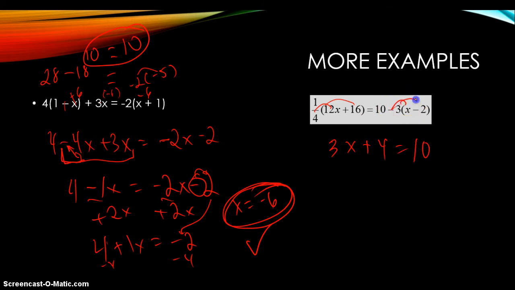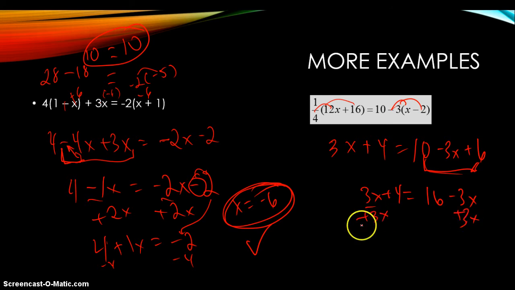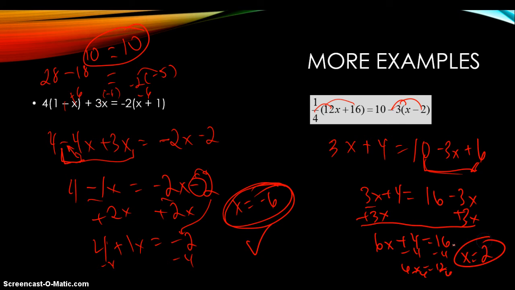Now you're distributing the -3 to both of these, so -3x plus 6. So combine like terms first. 3x plus 4, there's no like terms on that side. We can simplify this side though, so you get 16 minus 3x. Largest coefficient is 3, so I'm going to add 3x over on both sides. I get 6x plus 4 equals 16. Subtract 4, 6x equals 12. Divide by 6. Run out of space again, sorry. These problems are getting larger, that's why you have to show all your work.